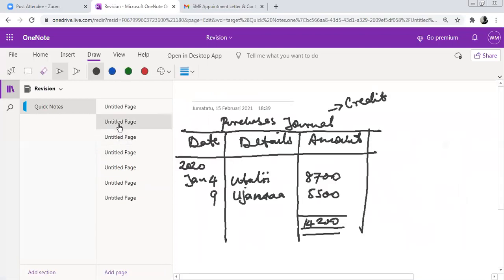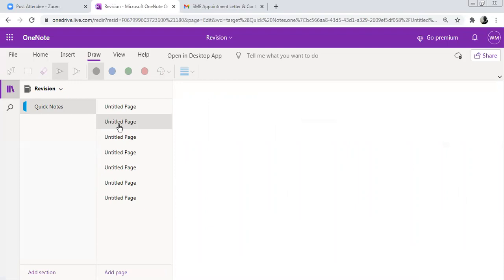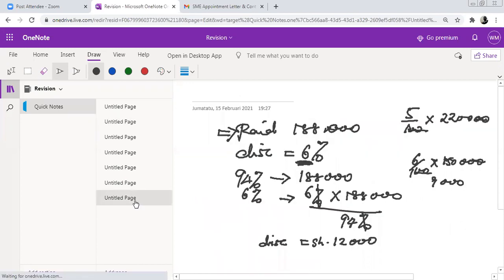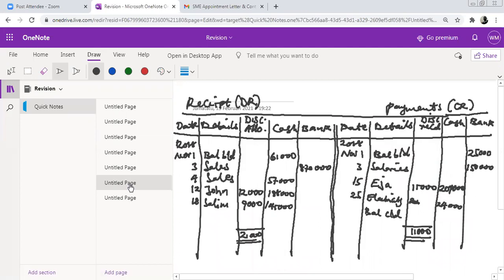But for the two column cash book, as we have it here, it is actually the date, details, cash, bank. So when you are told to prepare the two column cash book, you will not be given any information to do with the discounts. But when you are given information to prepare the three column cash book, then you must have some information talking about the discounts. That is the difference.